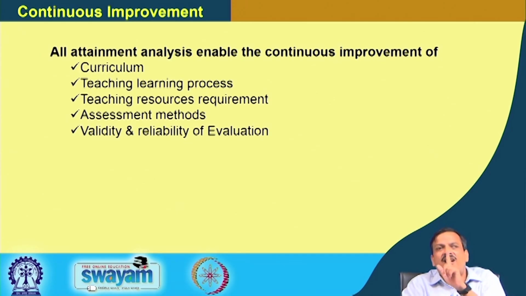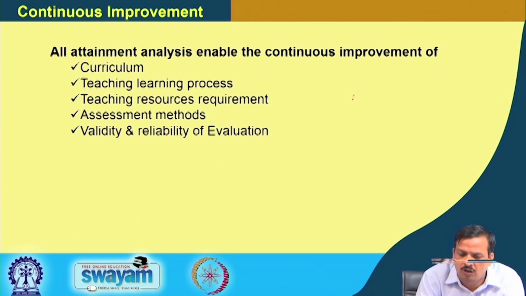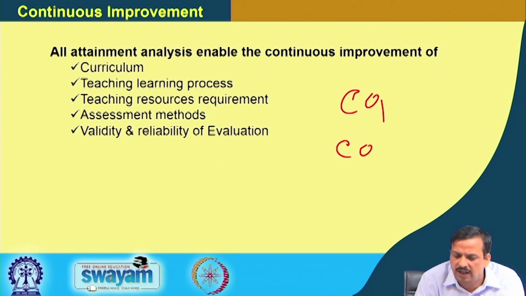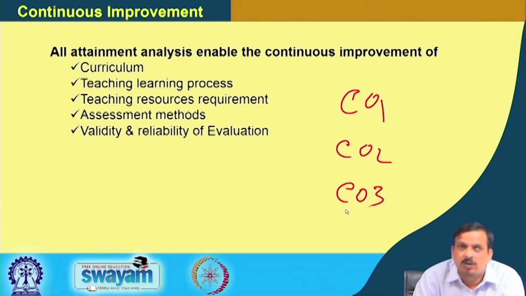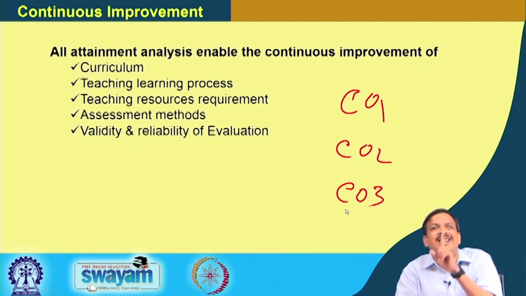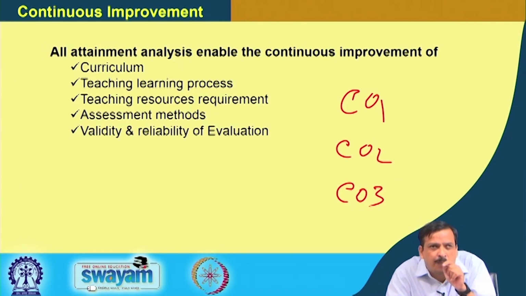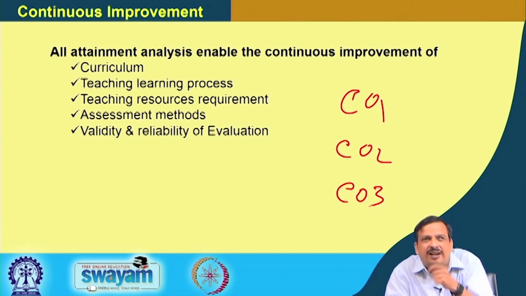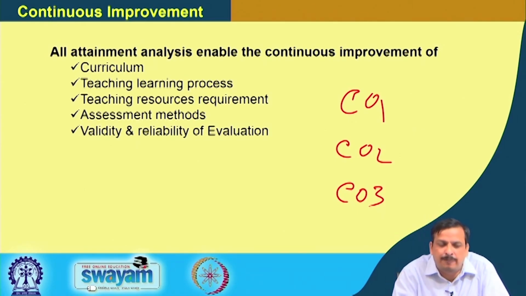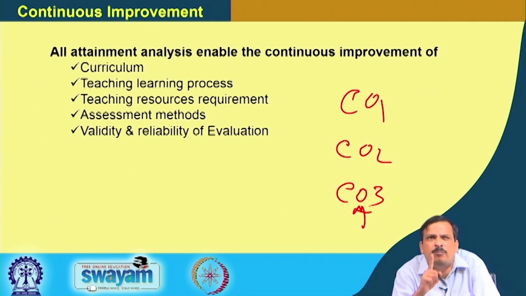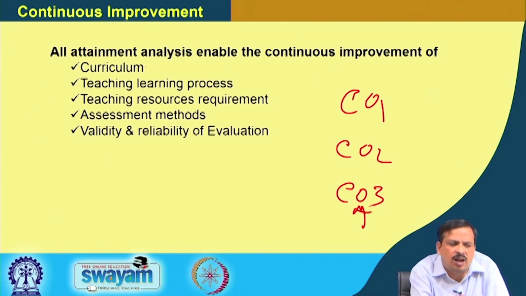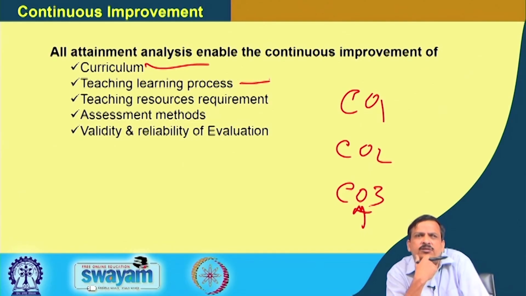So, that is the curriculum improvement. Suppose I have CO 1, CO 2 and CO 3 at the course level. If CO 3 is not attained, that means either CO 3 is not achievable, or the number of classes I cover, or the teaching learning process I use to develop CO 3, is not appropriate. So, curriculum and teaching learning process.